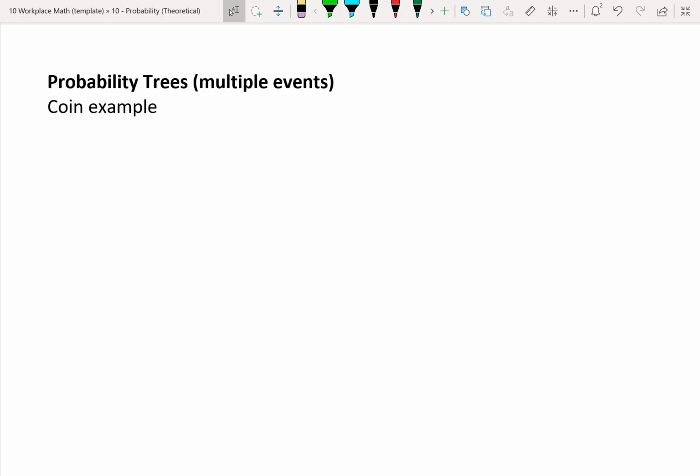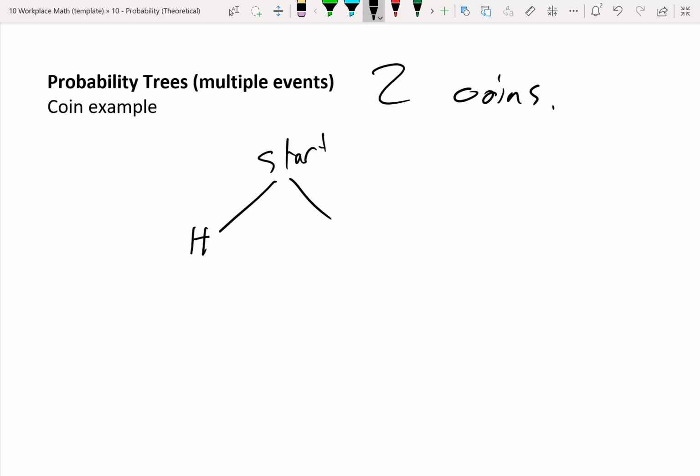Probability trees are really interesting. It's when you do 2 events in a row. For example, what if I flipped 2 coins? We're going to make a branching tree that shows all the outcomes. We start here. When I flip a coin, there is a heads or there is a tails. Now, when I flip the second coin, after each outcome we have to draw again: there is a head or there is a tail.